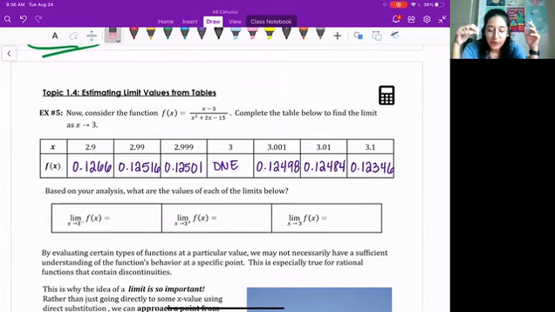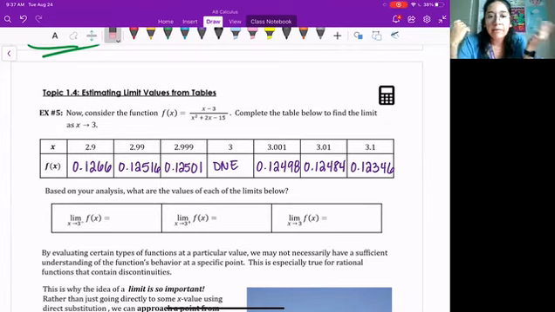All right, so if you wanted to, you could plug all this stuff into the calculator yourself, but that's kind of a lot of time to do that. So I just went ahead and put the values in there. But let me talk about this a little bit. It says consider the function (x - 3)/(x^2 + 2x - 15). Complete the table below to find the limit as x approaches 3.